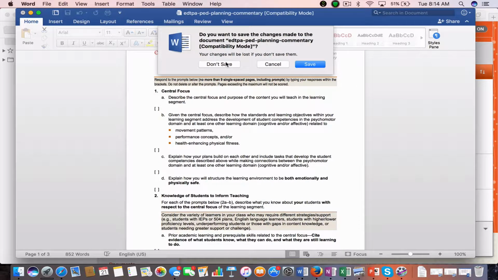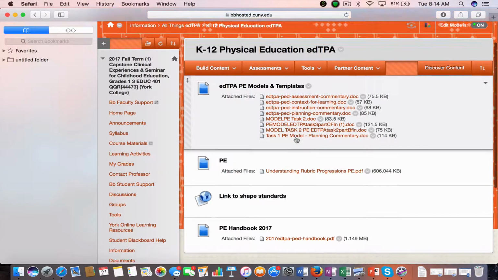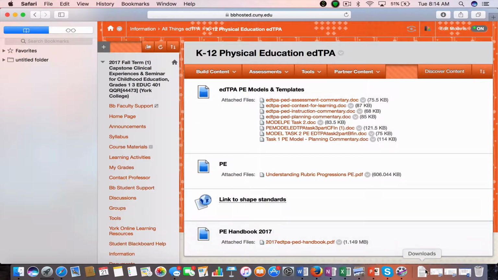The other thing, of course, you have is you have models, okay? So everybody in their folder has the templates and also the models. So this is your Task 1 Planning Commentary model. I don't think I actually gave you a 1A model because that one is really short and you don't really need one. But if you look, this is your Task 1 PE model, and you can look at it, you can open it up, and everybody has these.